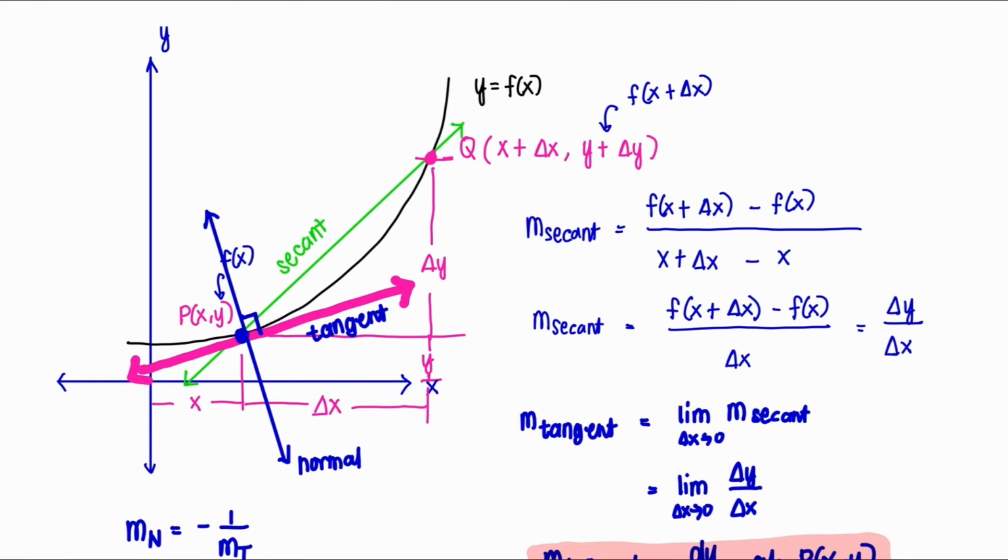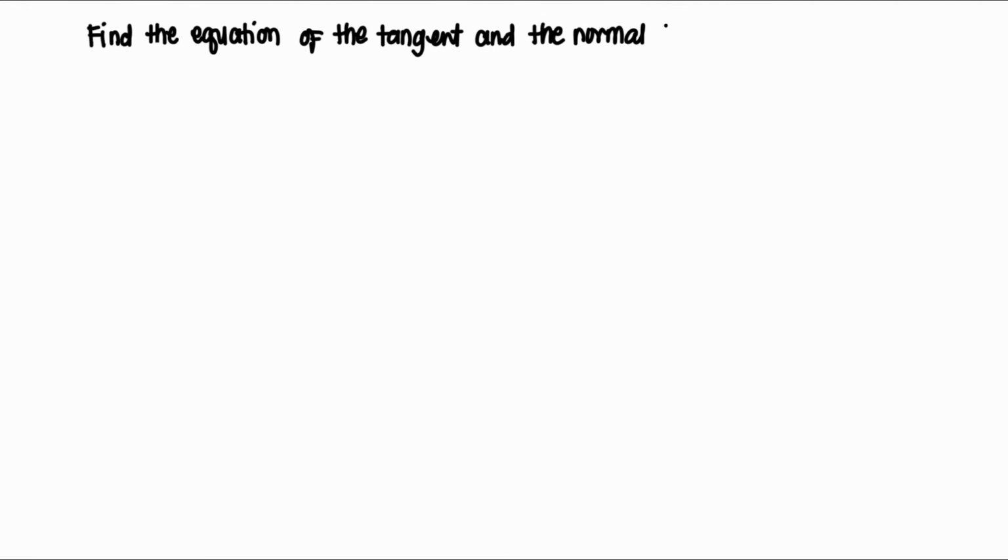So for example, we are to find the equation of the tangent and the normal to the curve y equals x cubed at the point (2, 8).